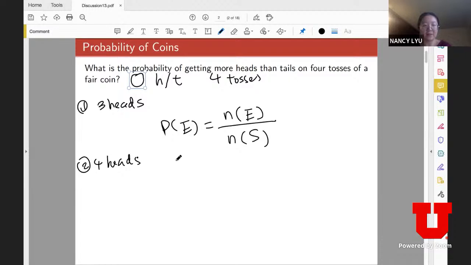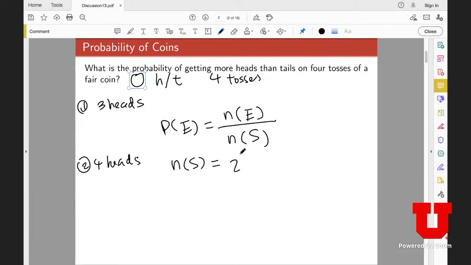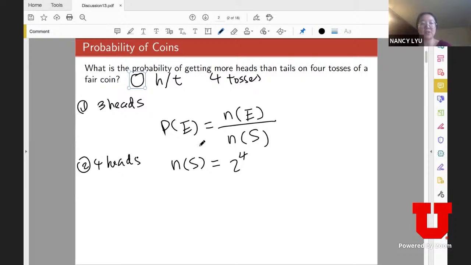So let's first find out what is the sample space. So what are the outcomes if you just have 4 tosses of a fair coin? Would it be 2 to the 4th? Yep. It would be 2 to the 4th because you have 2 choices for each toss and you have total 4 tosses. And that's 16. And this is your sample space.